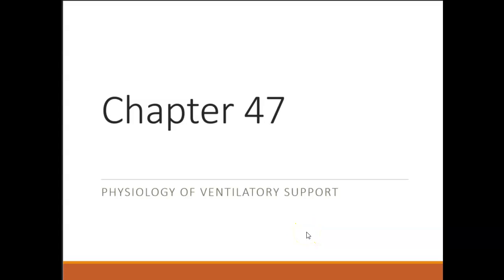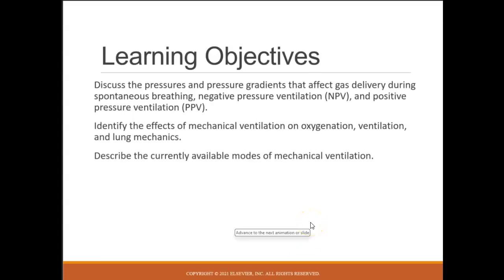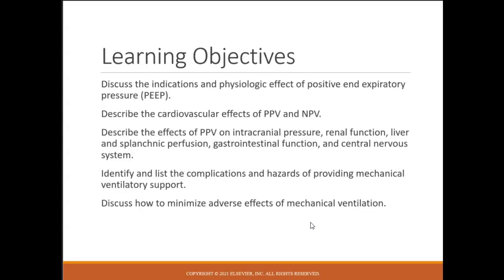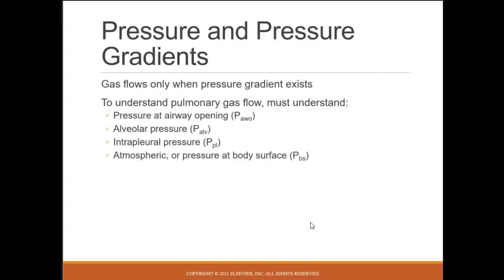This week we're going to be discussing chapter 47 in your Egan's book about the physiology of ventilatory support. This chapter covers a couple new learning objectives, but for the most part, we're going to be discussing topics that we've already covered in cardiopulmonary physiology and in chapters 45 and 46 of your Egan's book this semester. So, just a refresher when it comes to pressures and pressure gradients.